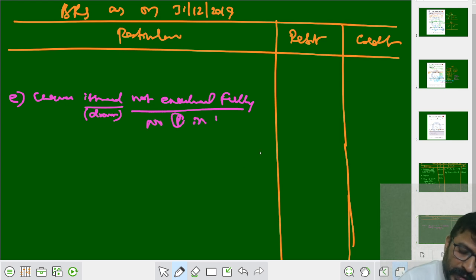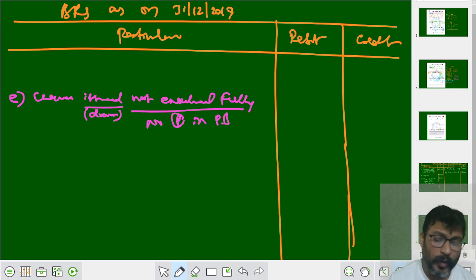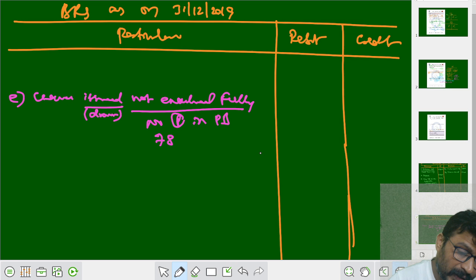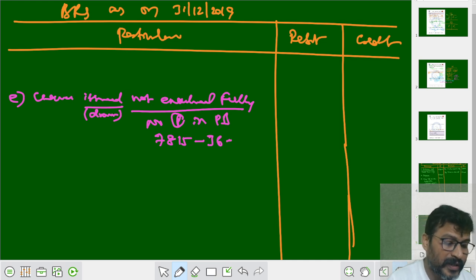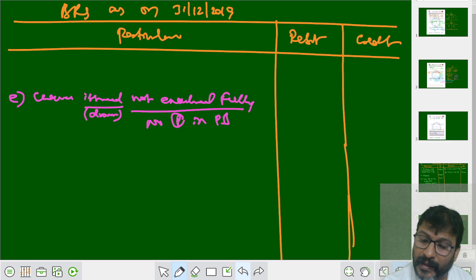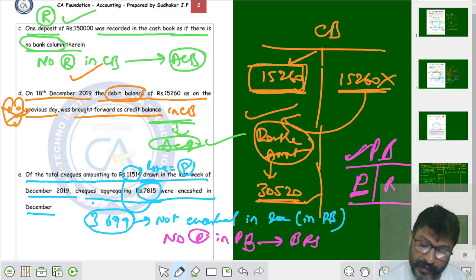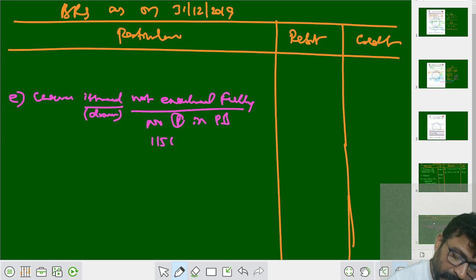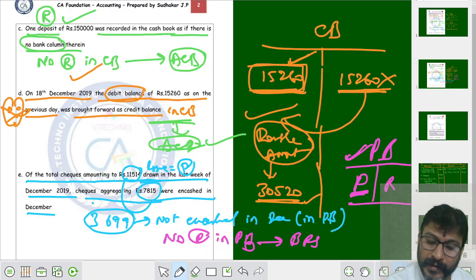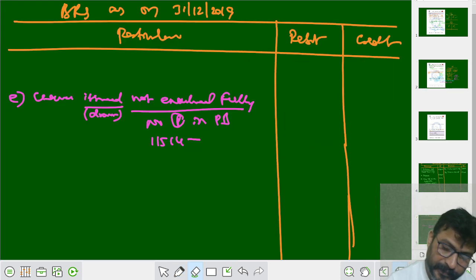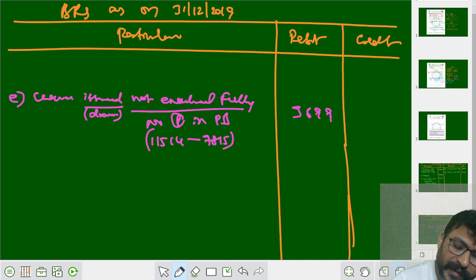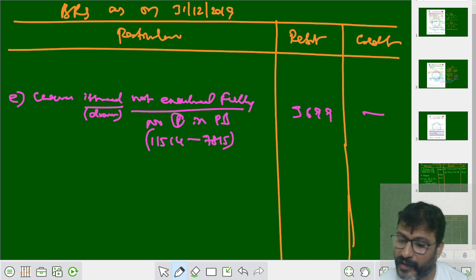Not encashed fully means no payment in which book? Passbook. How much amount we have to take? We have to take the difference amount. What is the difference amount? 7,815 minus 3000, how much is encashed? I repeat, how much amount is there in the problem? Let me see once. It is 11,514. How much is encashed? The encashed amount is 7,815. Subtract it, we are getting 3,699 dash. I hope, my dear children, you got it.